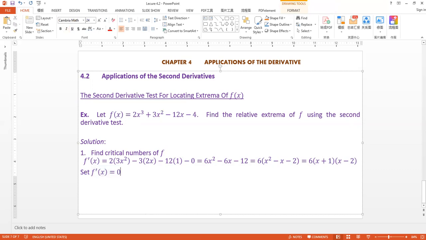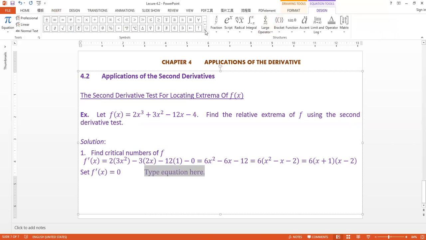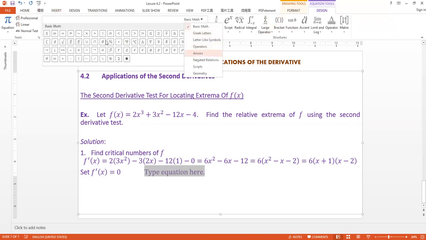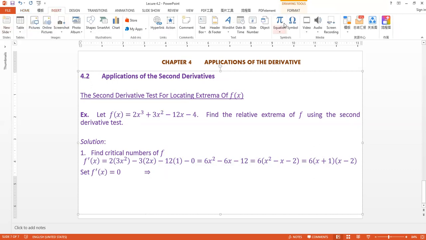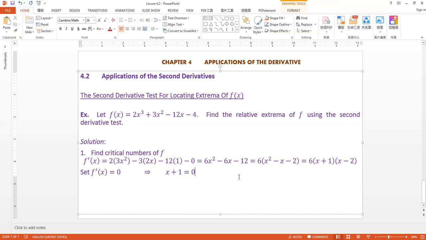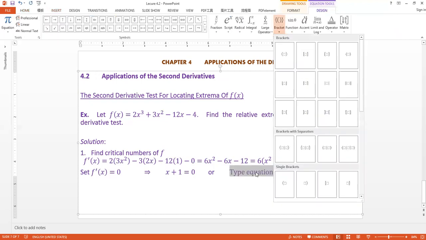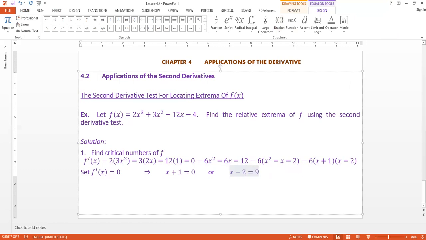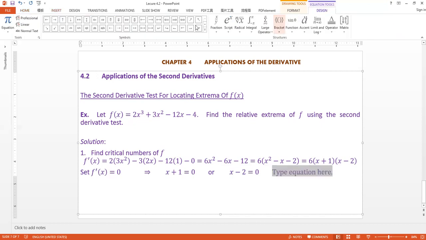So then we can easily solve the equation to get the two critical numbers. If you set x plus 1 equal to 0, you're going to get x equal to -1, right? And also if you set x minus 2 equal to 0, you're going to get x equal to 2. Okay, so let's just solve these critical numbers.